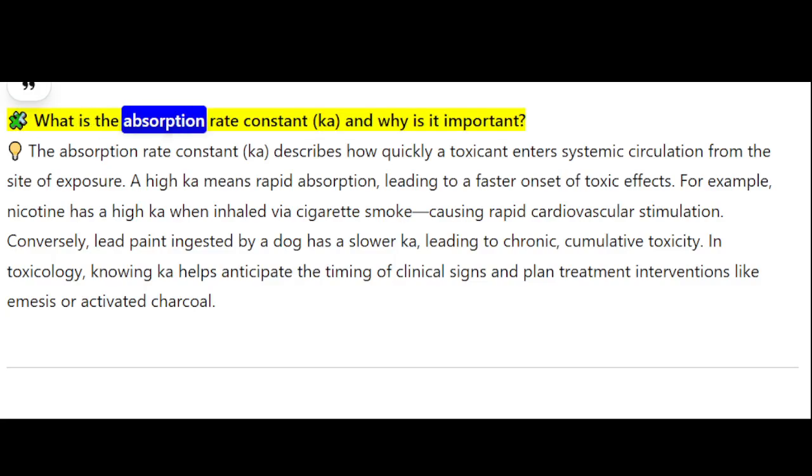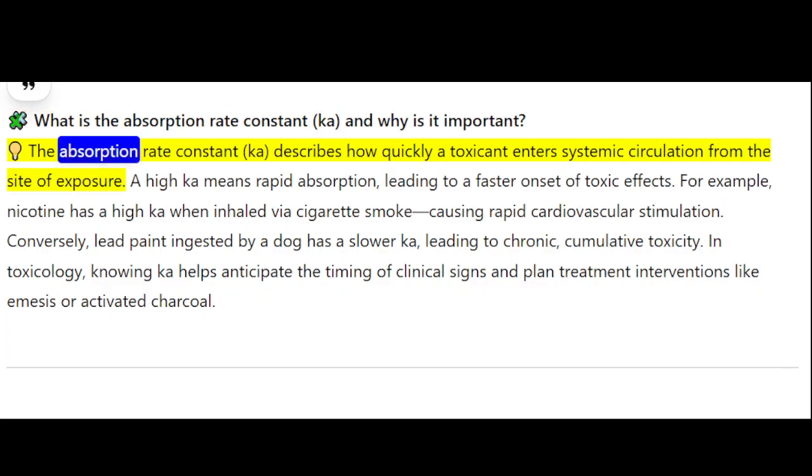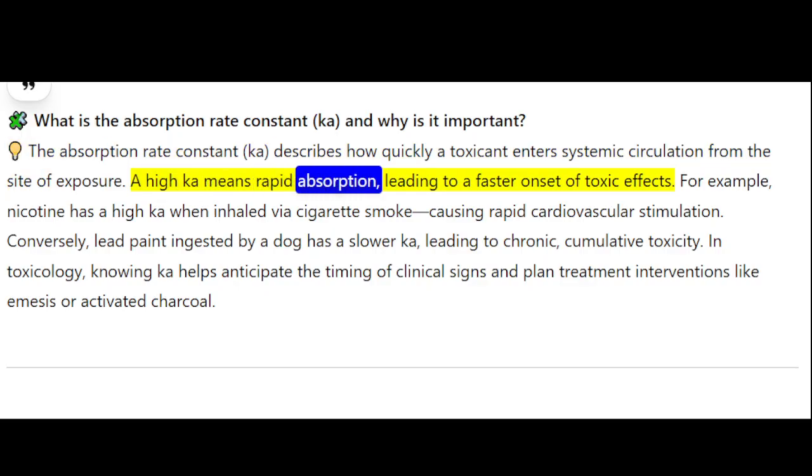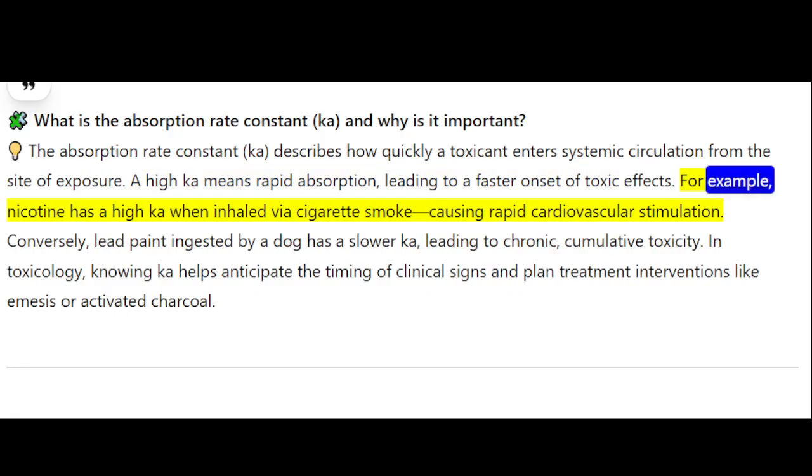What is the absorption rate constant, Ka, and why is it important? The absorption rate constant, Ka, describes how quickly a toxicant enters systemic circulation from the site of exposure. A high Ka means rapid absorption, leading to a faster onset of toxic effects. For example, nicotine has a high Ka when inhaled via cigarette smoke, causing rapid cardiovascular stimulation.